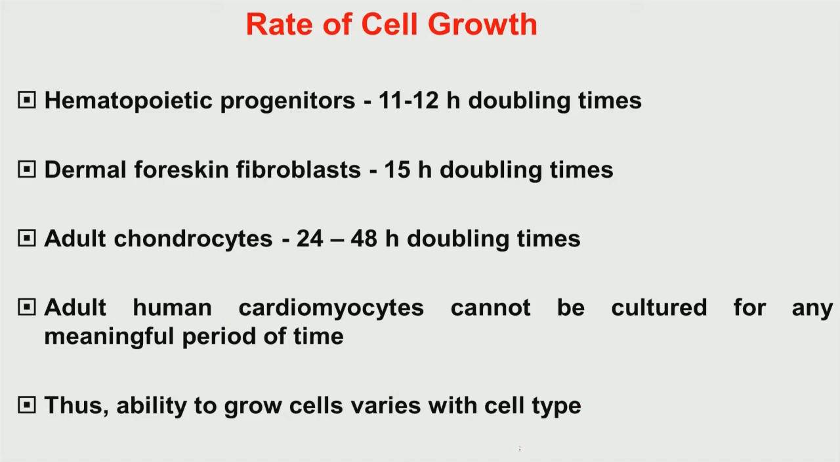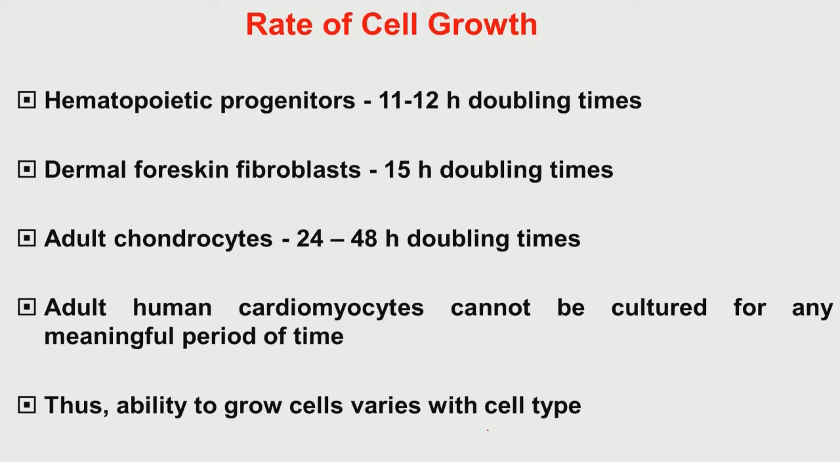So, after the discussion on cell division, let me give you some numbers for you to realize how fast or how slow typical eukaryotic cells grow. This slide shows you some of the numbers for some specific cells. Adult chondrocytes, the cell division doubling time is 24 to 48 hours. Chondrocytes means the cartilage cells.